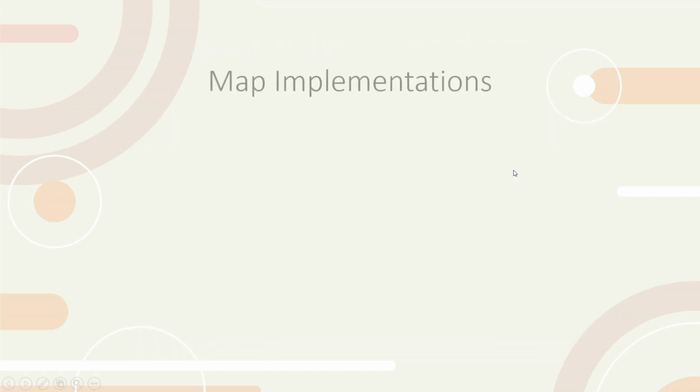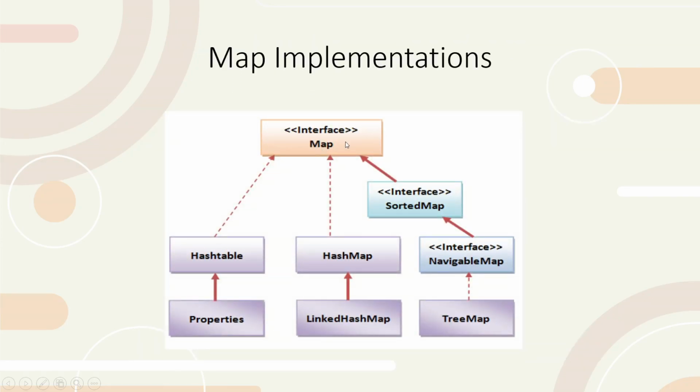And if we look at Map, Map is an interface which is implemented by Properties and Hashtable. These two are legacy classes. And if we see here, LinkedHashMap and HashMap are two classes which are implementing the Map interface, and TreeMap implements NavigableMap and SortedMap, up to the Map interface. SortedMap and NavigableMap are interfaces and TreeMap is a class.